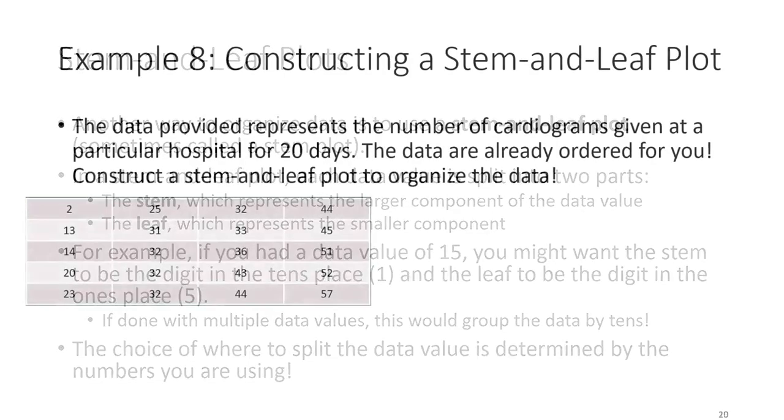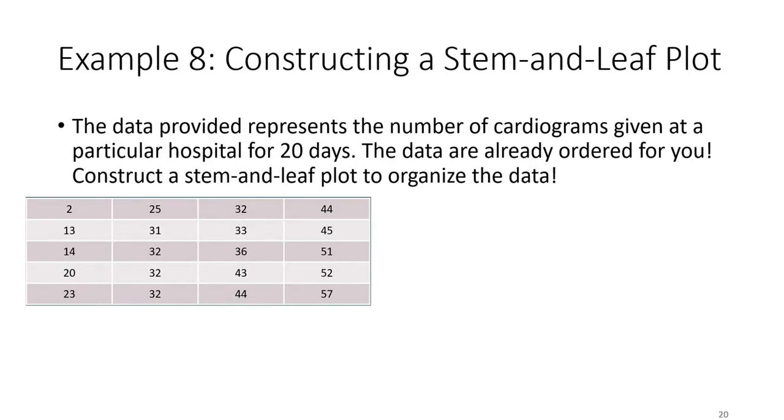So here we can construct a stem and leaf plot using data that's given for the number of cardiograms at a particular hospital over the course of 20 days. Stem and leaf plots are easier if you order all of the data from smallest to largest, and we've done that here. And so in order to organize the data, we're going to take the first number and the second number and essentially split them up. So notice 2, the first value here, or the number in the tens place, would be a 0. And so we're going to draw a line here.